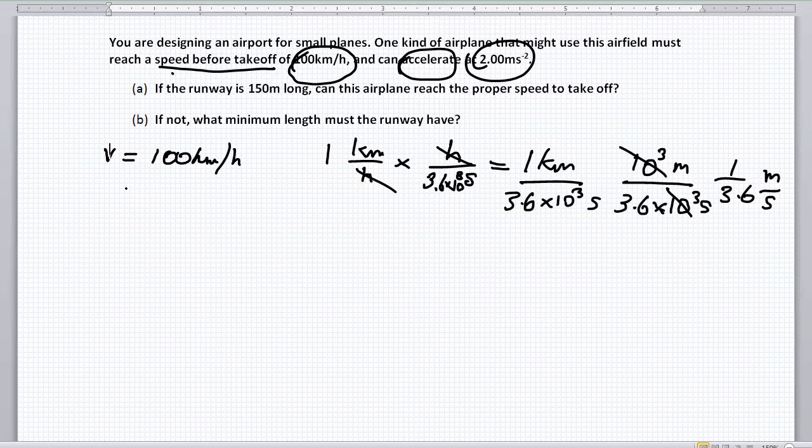Okay? So I'm going to come over here and immediately convert, because I always forget to convert later on. So whenever I see something that isn't converted, I immediately convert it. So it's 100 divided by 3.6 meters per second. What is my initial velocity? 0, right. V naught equals 0 meters per second. What's my acceleration? It's given, isn't it? 2 meters per second squared.